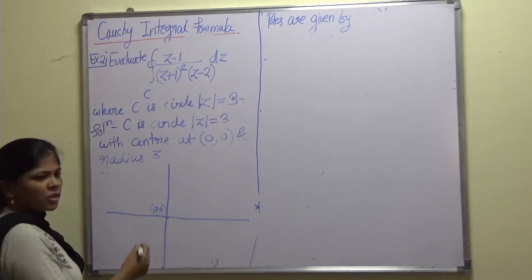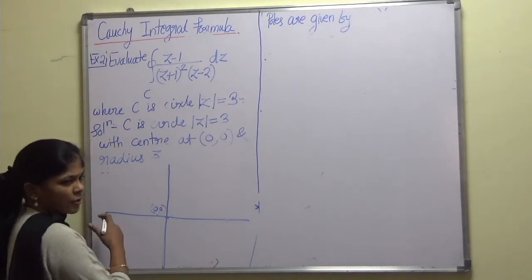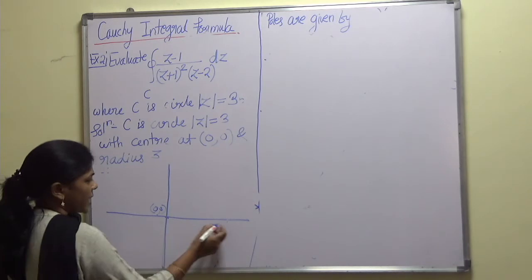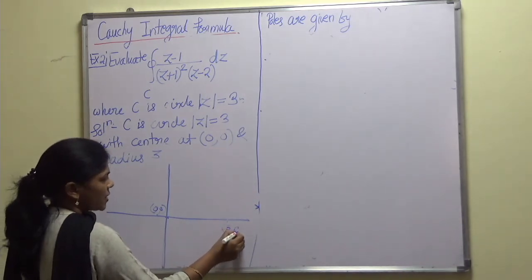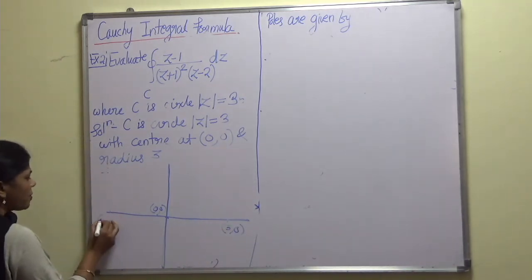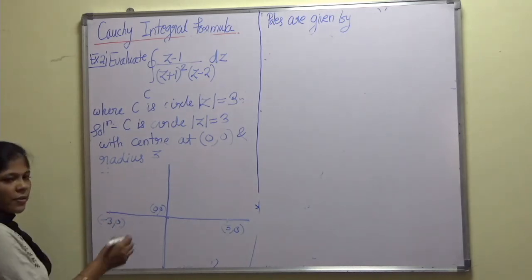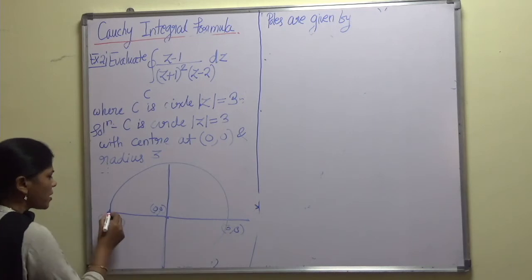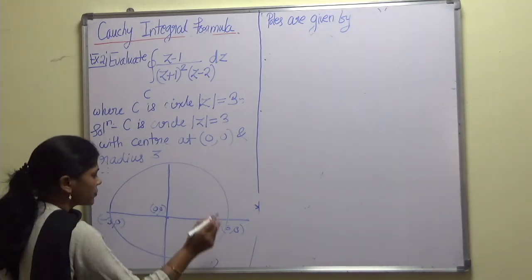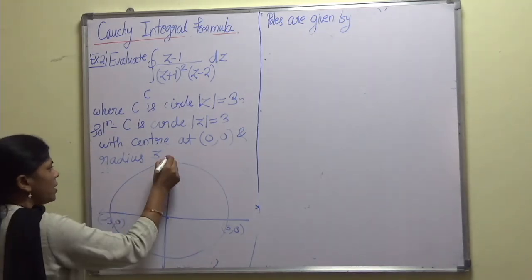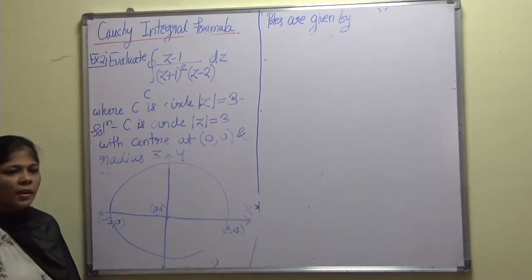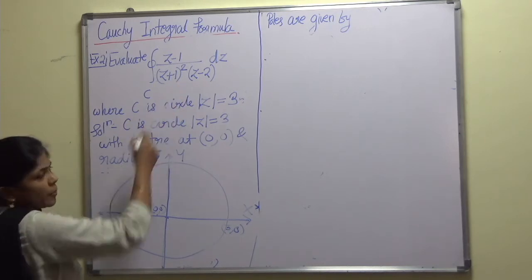So either you can measure 3 units on the right and left, or you can measure it up and down, that is on the y-axis as well. So it is 3, 0. This is the point minus 3, 0. Once you get the 2 points, draw the circle passing through these 2 points. So now we have obtained the circle.